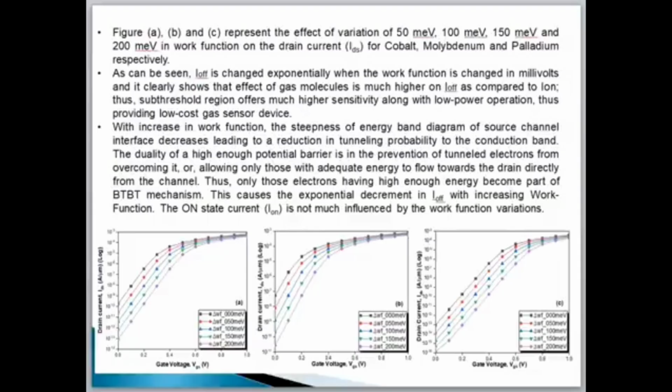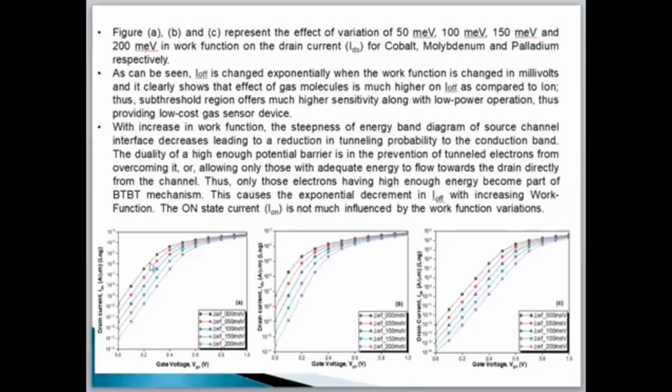With an increase in work function, we can note in the figure that the steepness of the energy band diagram at the source-channel interface decreases, leading to a reduction in the tunneling probability to the conduction band. By this reduction in the tunneling probability, the off current starts decreasing. If you increase the gate work function, the tunneling probability is reduced in the off state, which results in a decrease in the off current of the device.